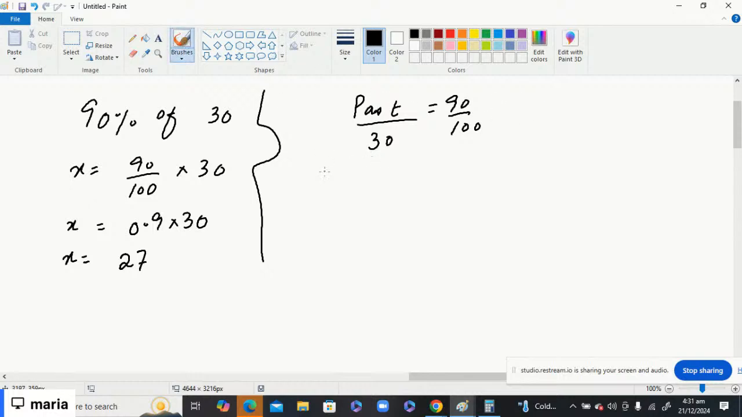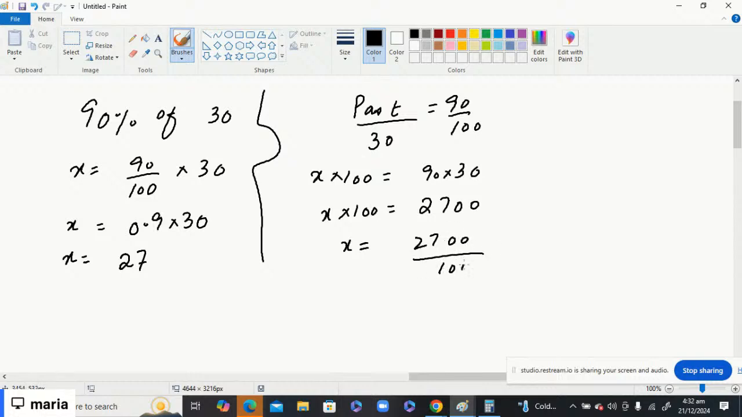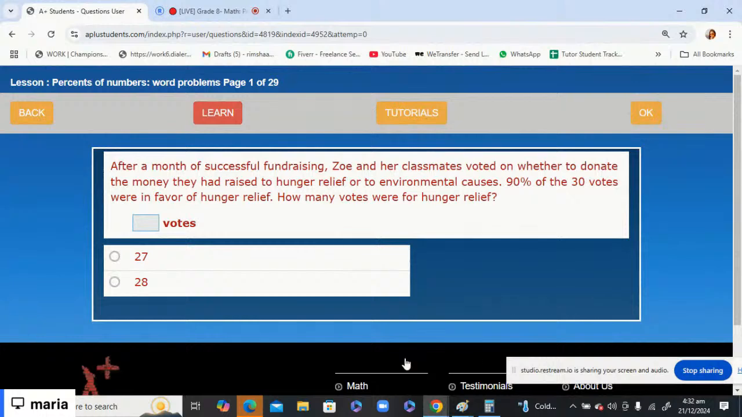let's see cross multiply. So when you multiply this number, this is 2700 over 100. The answer is both the same, which is 27.